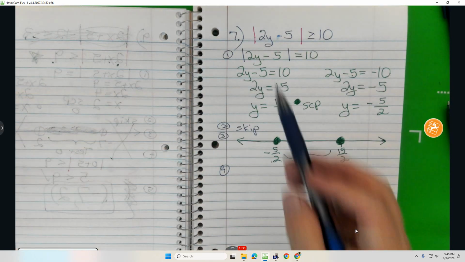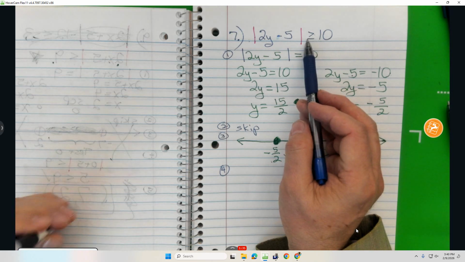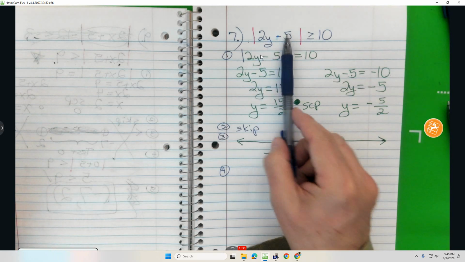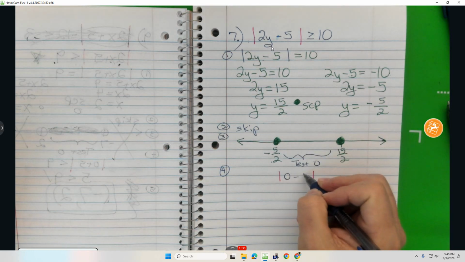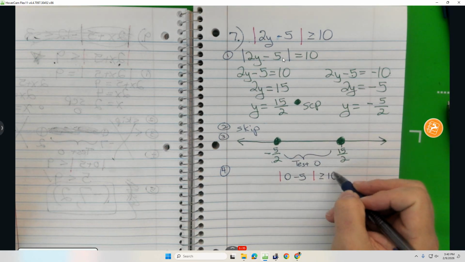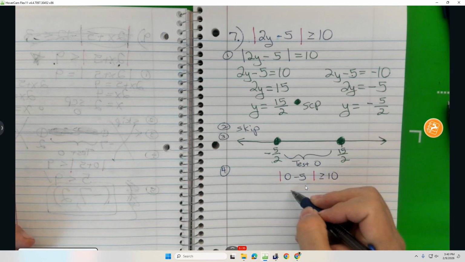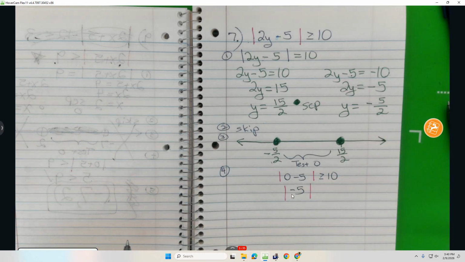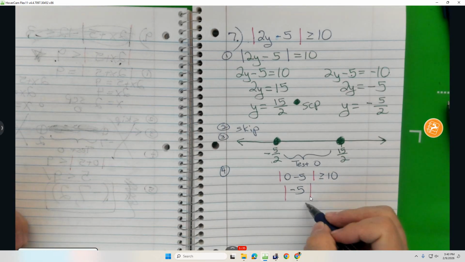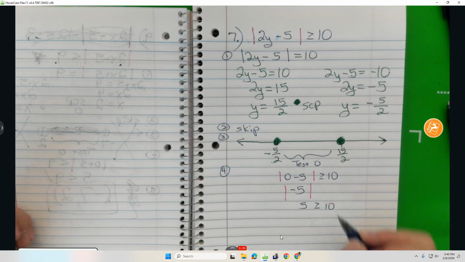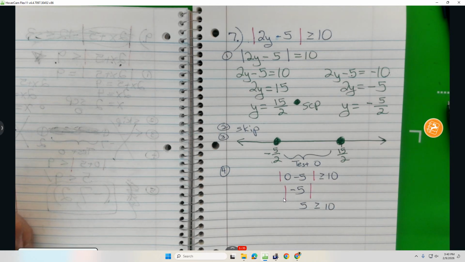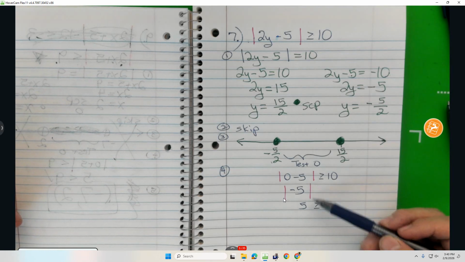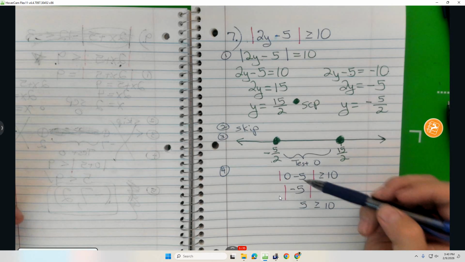Plugging 0 into the absolute value inequality, we get the absolute value of 2 times 0, which is 0. So we have 0 minus 5 is greater than or equal to 10. 0 minus 5 is a negative 5. What's the absolute value of negative 5? Positive 5 is bigger than 10. True or false? Notice how he waited until he actually found the absolute value before deciding true or false. That's going to be significant in the next one.